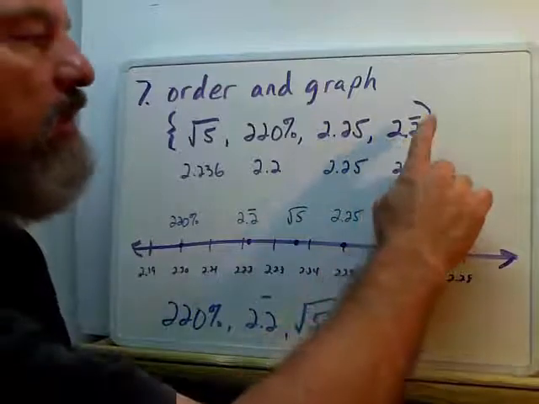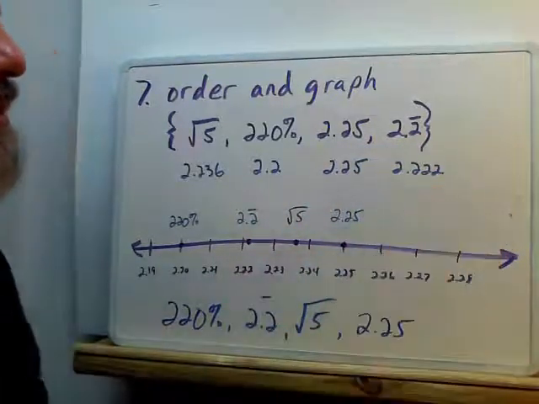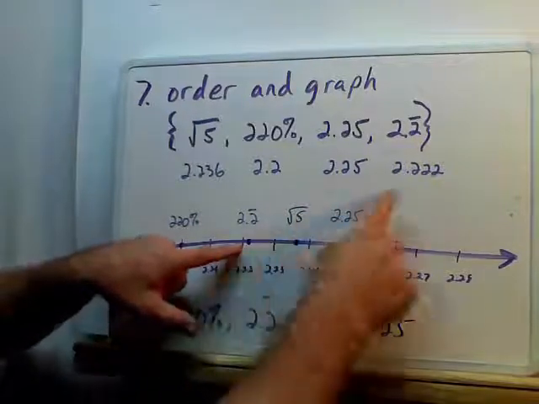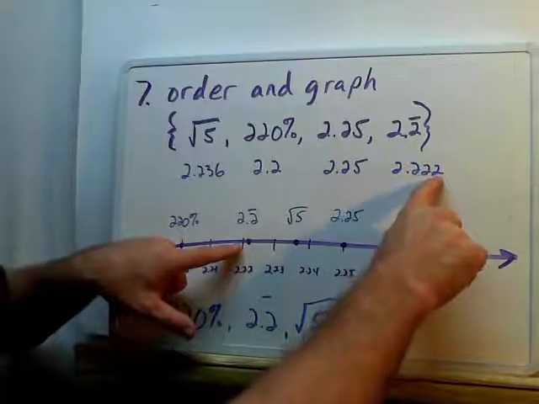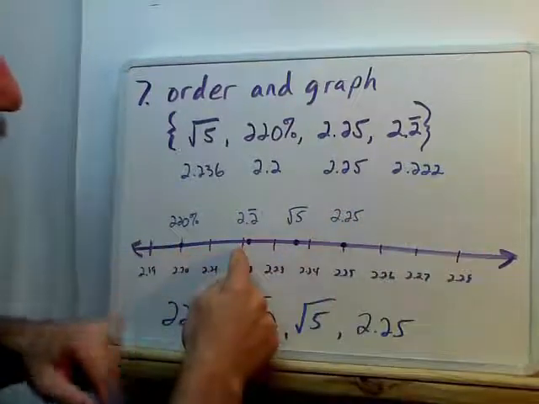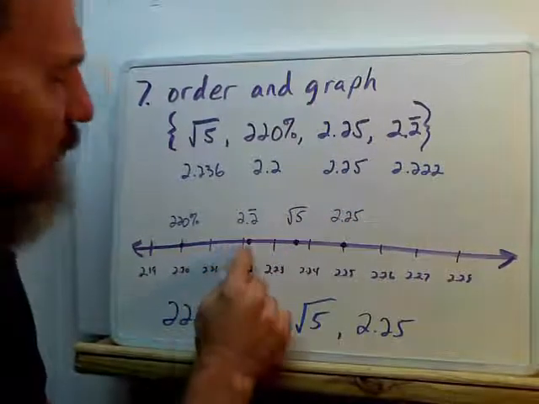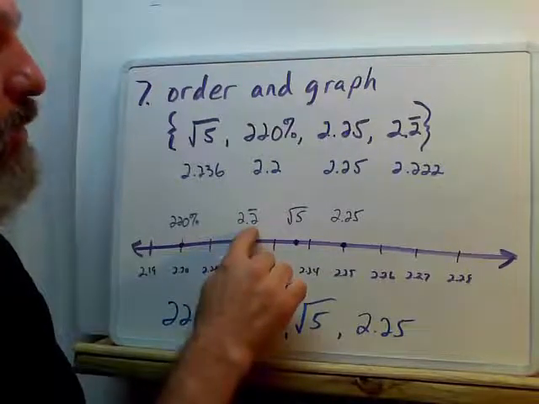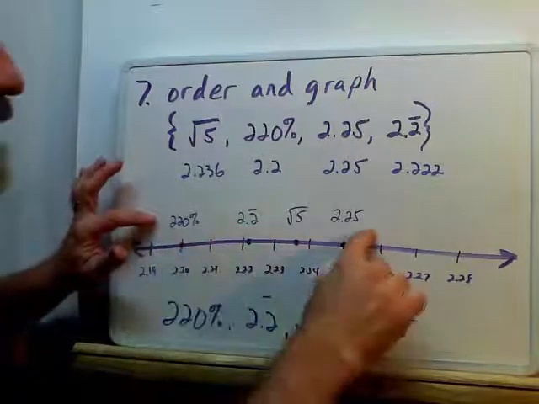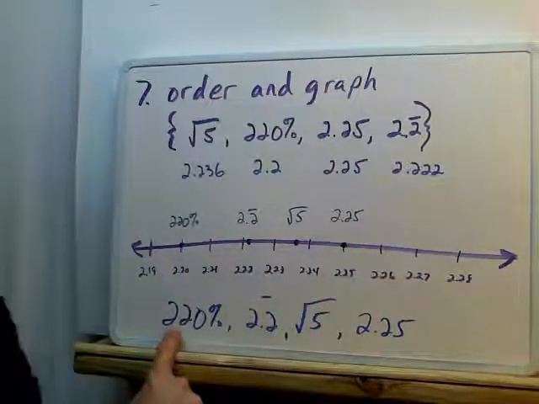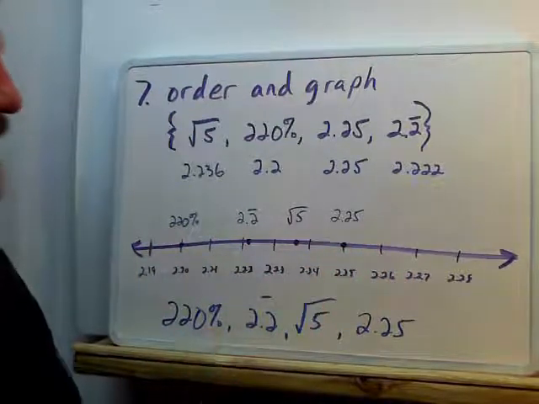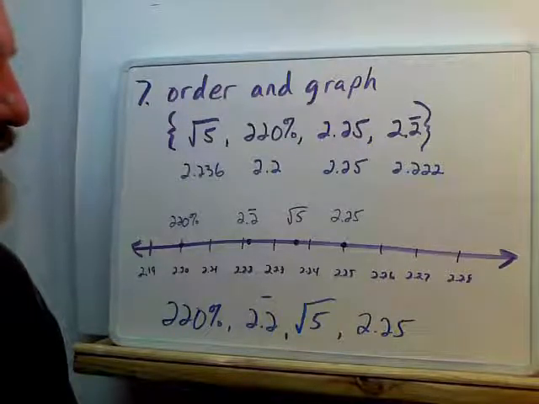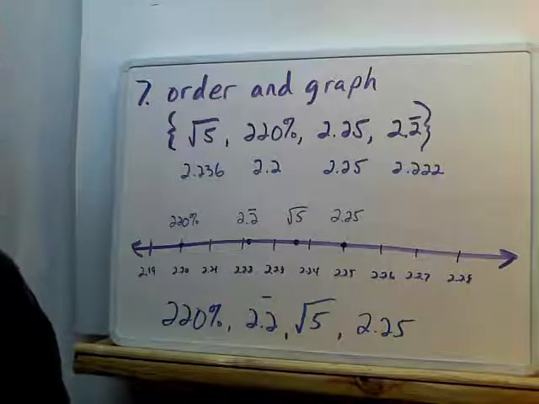And lastly, 2.2 repeating. So we go to 2.2, but now this next place is 2/10ths of the way from here to here. So move it slightly off the line, 2/10ths of the way, 1/5 of the way, and mark that as 2.2 repeating. So now we have our 4 numbers in order. So our answer is 220%, followed by 2.2 repeating, followed by square root of 5, and then lastly 2.25.